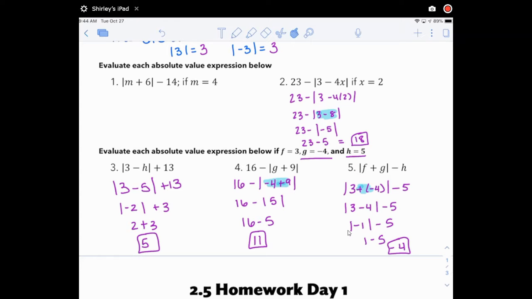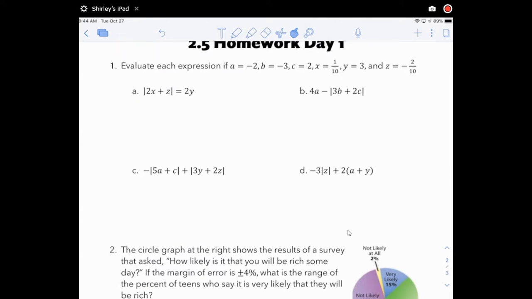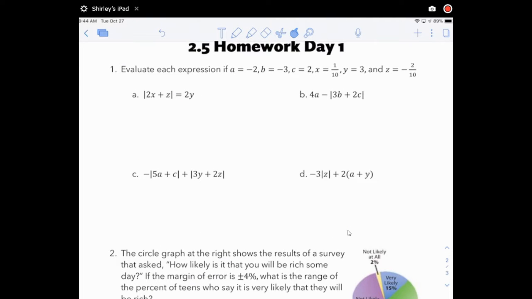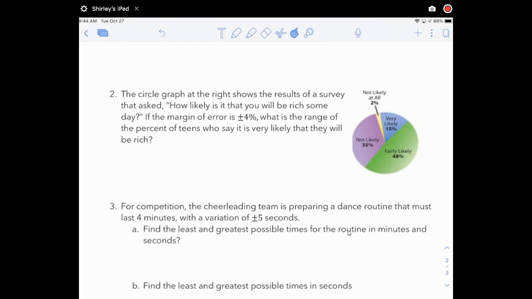Okay. So all that you have to submit to me is this homework. So number 1, just like we just did, plug in these values. Some of them might become a little bit more complicated because you have your fractions, but just remember your fraction rules. You're doing it exactly the same as we just did on those 4. You have a value for A, B, C, X, Y, and Z. Plug them in. Question number 2 asks you about percent error.